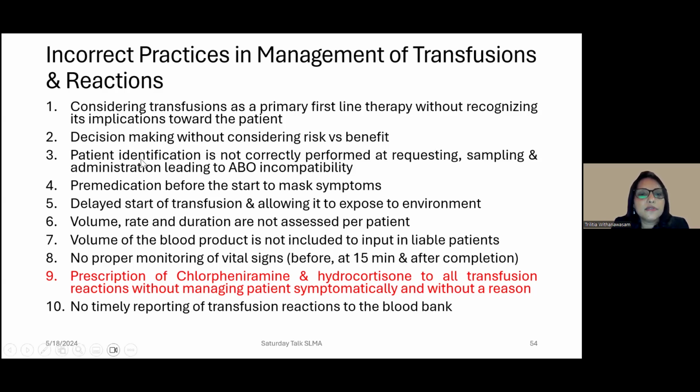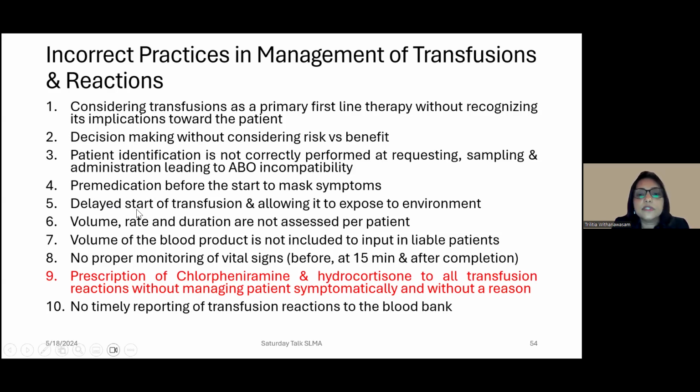Patient identification is not correctly performed at the request, sampling and administration, which leads to ABO incompatible transfusion. And pre-medication before starting is done to mask the symptoms. This is very unethical, actually very bad, because you have to allow the patient to present and give the alarm signs, then somebody may come and manage. If you just suppress with hydrocortisone, steroids or antihistamine, there's no chance for the presentation, but the reaction will be occurring inside the body.